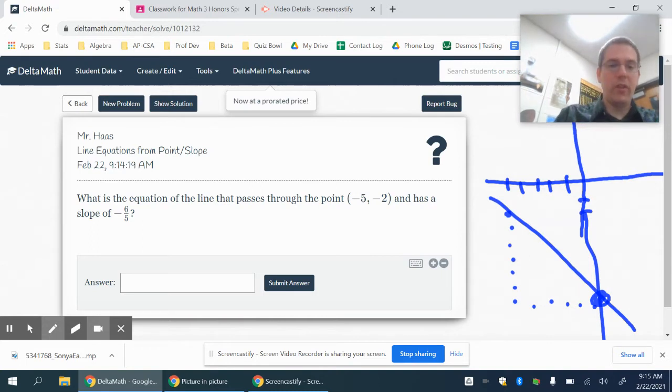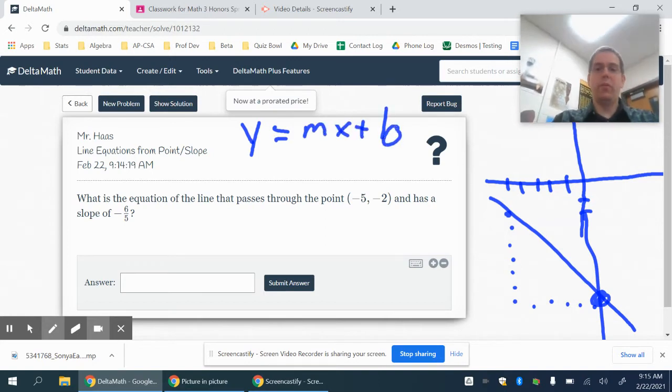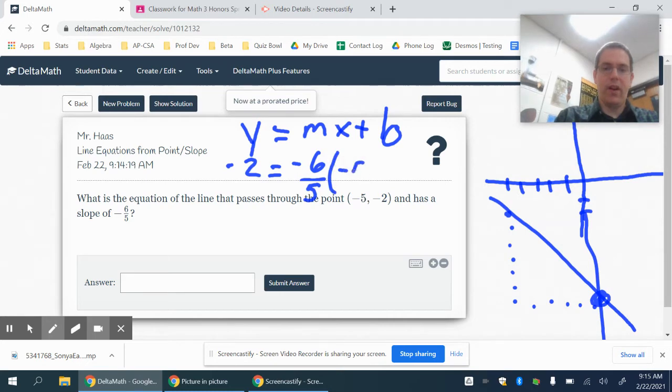So what you can also do is you can try plugging into y equals mx plus b. So if I do y equals mx plus b, I can put my y coordinate of -2 in for y. My m coordinate is -6/5. My x coordinate is -5. The slope always goes in front of the x, plus b. Now to solve that, I need to start by simplifying.